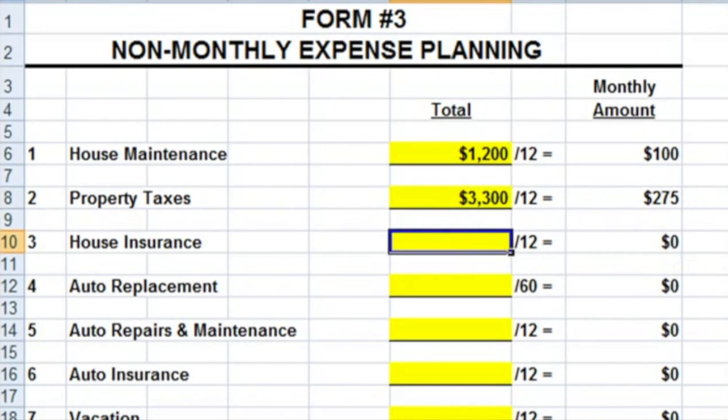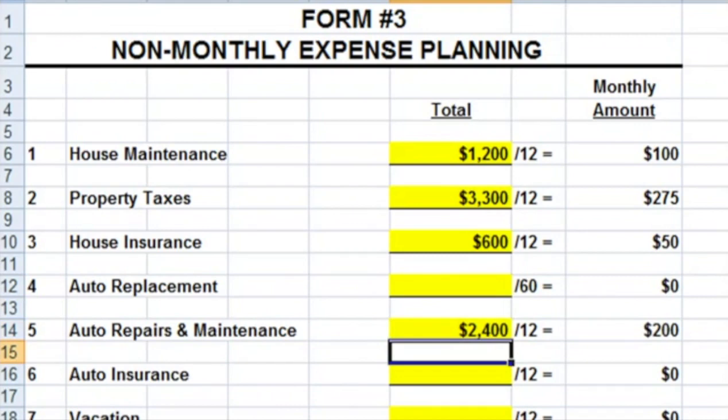House insurance, normally it's paid once a year, and last year it was about $600, so that's their estimate. Automobile replacement, it is important to save for your next automobile. This couple is not going to put any money in there because they don't have it. They are running a deficit on a monthly basis, but they should ideally, once they get their monthly cash flow under control, be setting aside some funds on a monthly basis for their next automobile. Automobile repairs and maintenance. This couple estimates, based on prior years, they have 2 cars, $2,400 a year. And as you can see, that works out to $200 a month that they need to set aside for auto repairs.